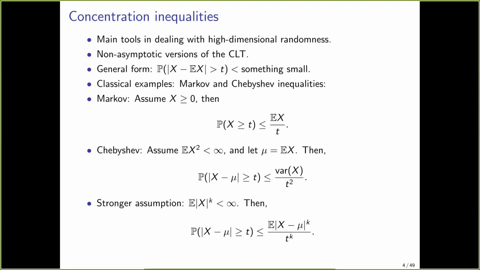And I can repeat this by applying it to the power k here. I get the k-th central moment divided by t to the k. So why should we, let's say, do Chebyshev? You can see that the tail is going down like 1 over t here, 1 over t squared here, 1 over t to the k. It goes down faster, so it seems like more k is better.